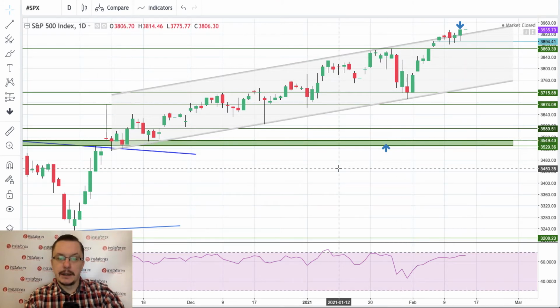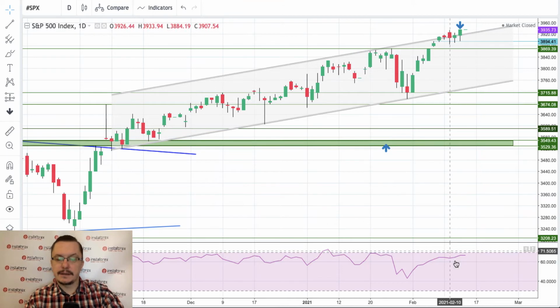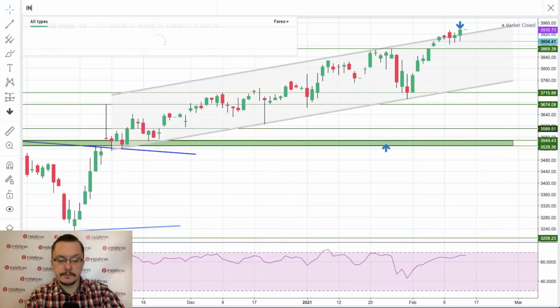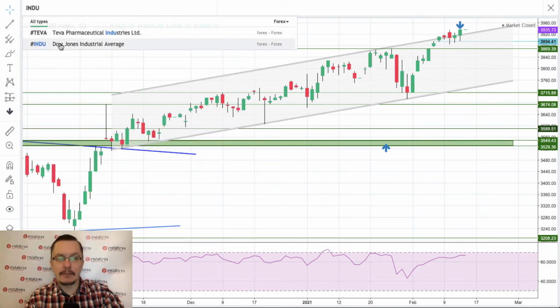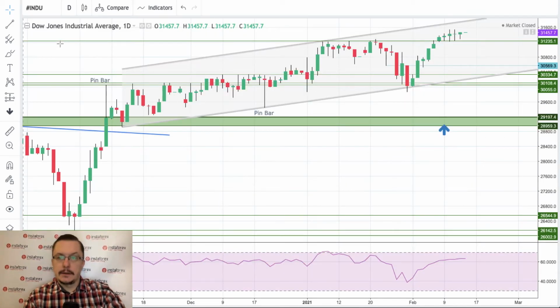Trending up, and there is nothing in this chart that would suggest that the uptrend is terminated, except the fact that we are trading in overbought market conditions. So what about the Dow Jones? It's a very similar situation on the Dow Jones.